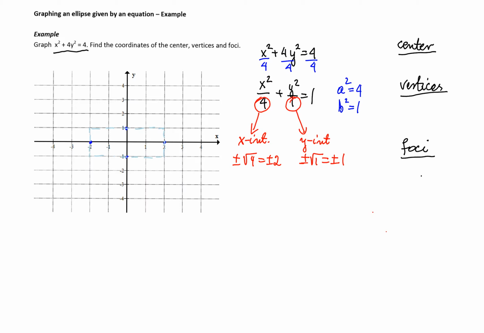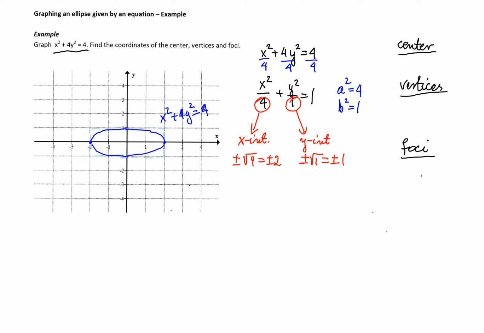So once I have the rectangle, I can draw the oval shape. And this is the graph of the equation x squared plus 4y squared is equal to 4. So we are done with the graph.